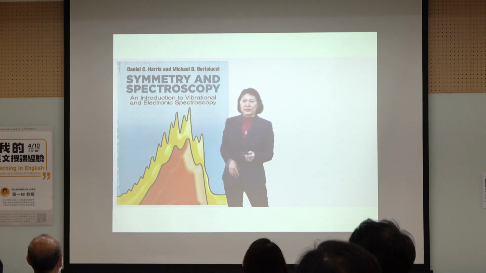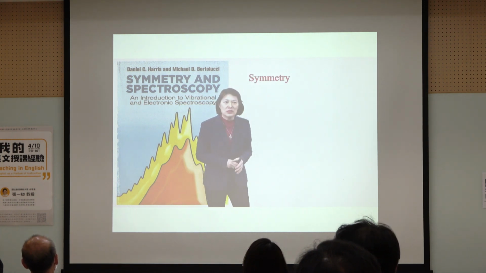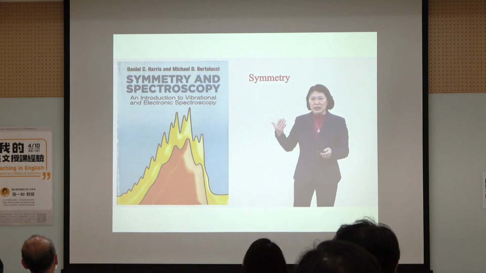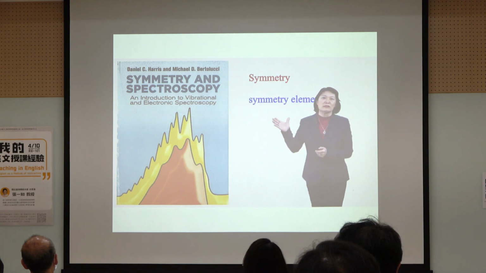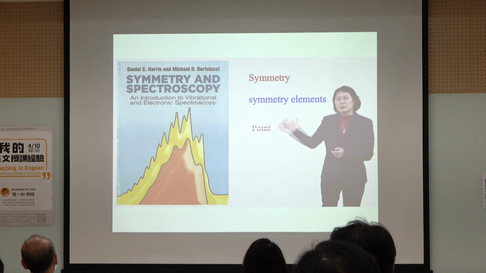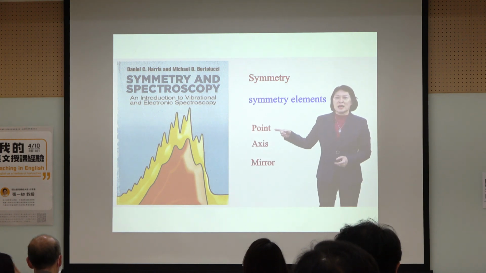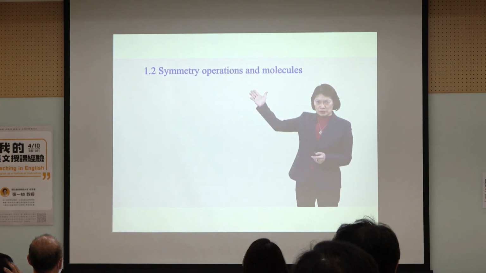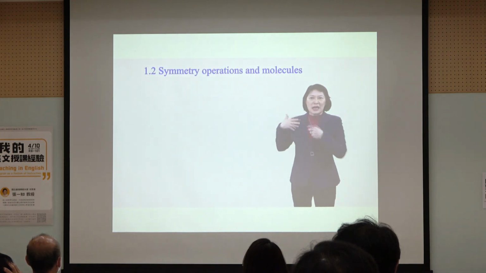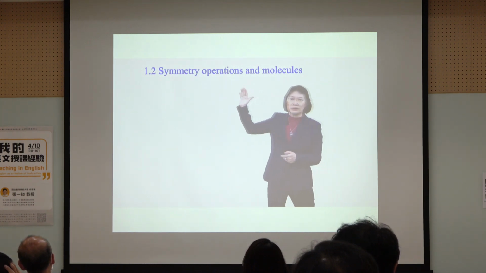In the beginning we were talking about symmetry. Symmetry has important elements. They have a reference point, and the reference point is what we call the symmetry elements. The symmetry elements include points, axes, and mirrors, so it's 0 dimension, 1 dimension, and 2 dimensions. Only the reference points are not going to tell us the symmetry of the molecule, so we're going to talk about the operations.